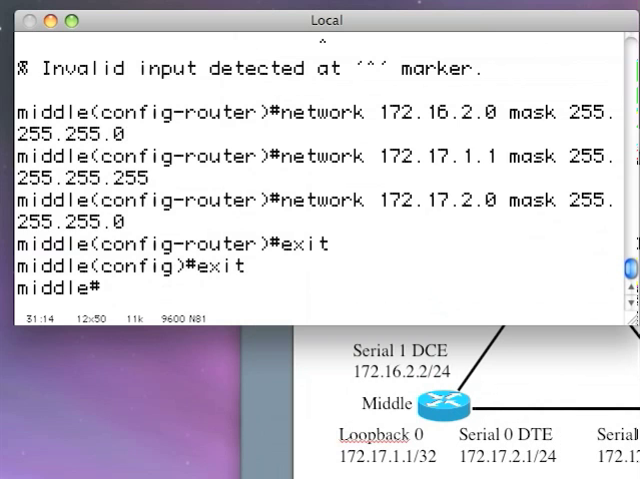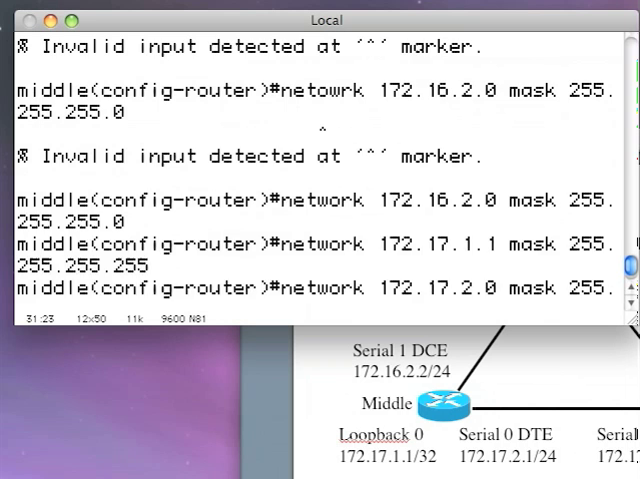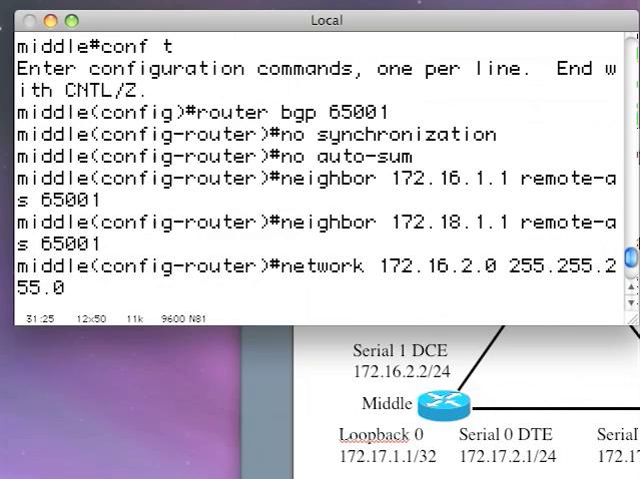So at this point I believe I have BGP fully configured, and I've done what I remember to be in my standard config, which includes no synchronization and no auto-summary. And I did that from memory, which is very error prone. So in production, you really want to have a standard config written down, and you want to refer to that and use that when you're configuring your routers.